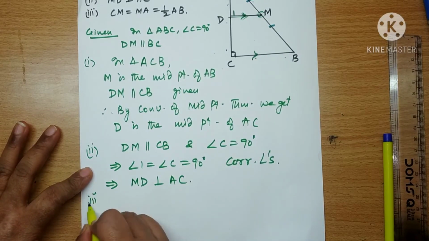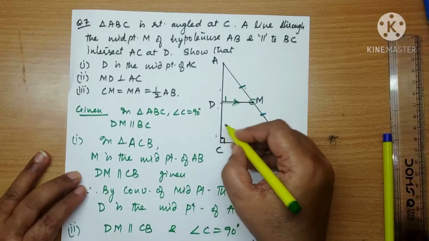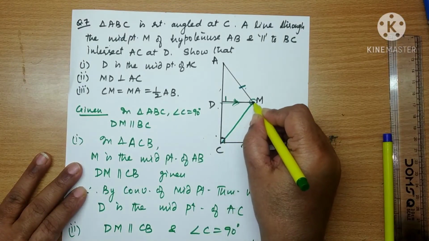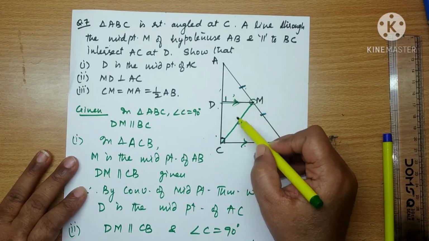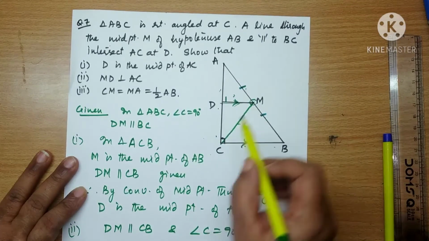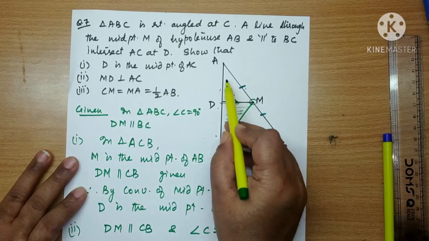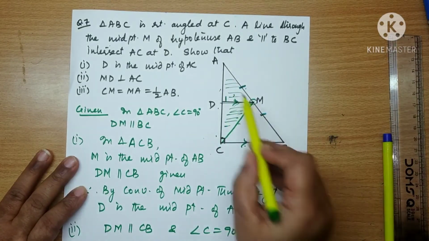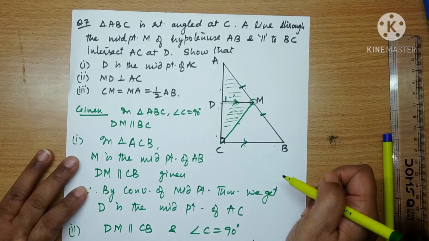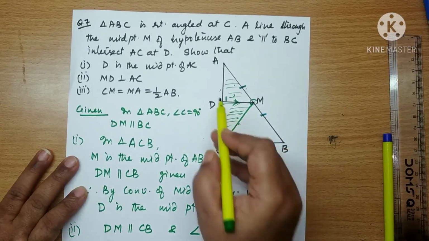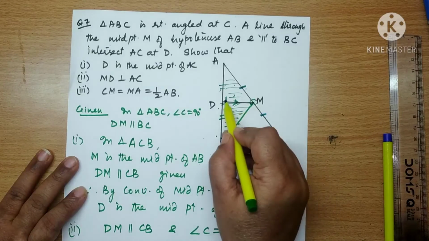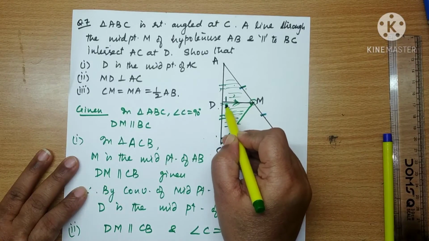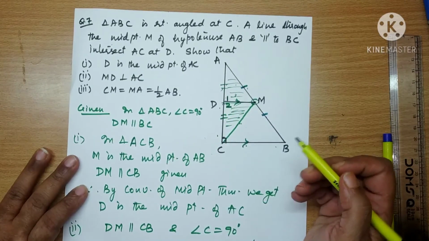Third part. Now in third part I need to prove CM equal to AM, that means join CM. So if I need to prove these two sides equal, that means we need to prove the triangles with these two sides congruent. So I need to prove these two triangles congruent. Observe, this side is common. D midpoint we have proved, so these are equal. Right? And this angle is 90 we proved. This will also be 90 because perpendicular.